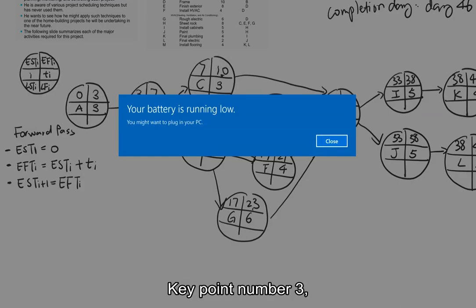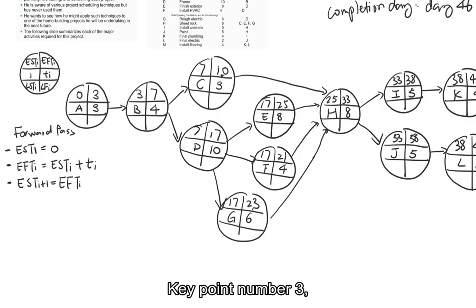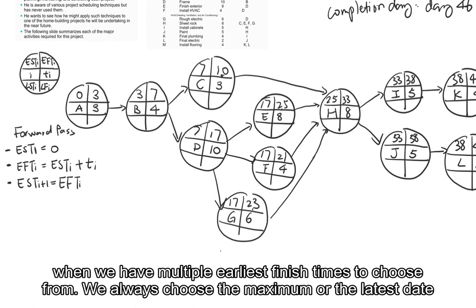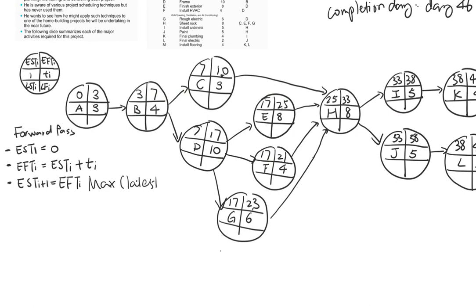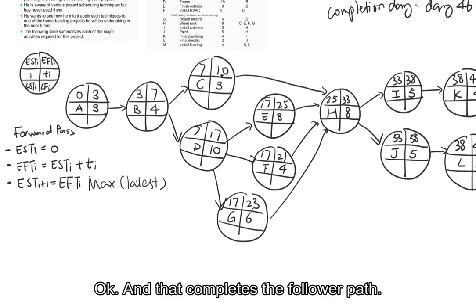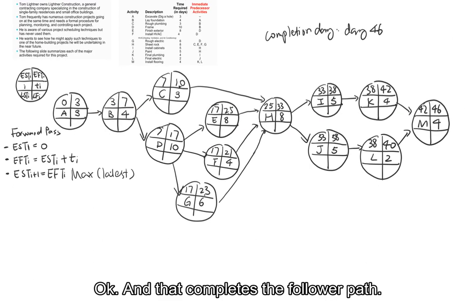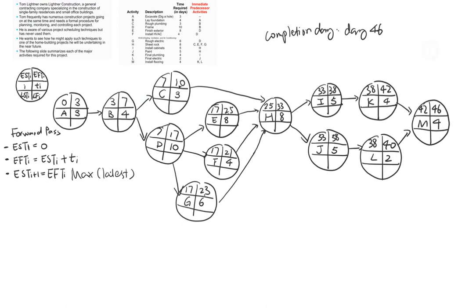And then I want to write a little bit more on the key point number 3. When we have multiple earliest finish times to choose from, we always choose the maximum or the latest. Okay, and that completes the forward pass.